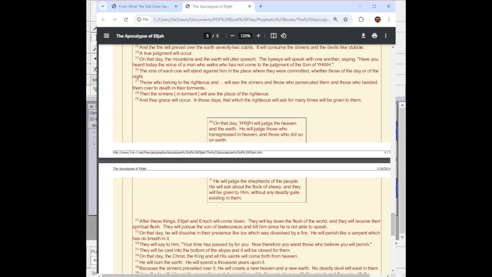On that day, the Great Spirit will judge the heaven and the earth. He will judge those that transgressed in heaven, so all the angels that transgressed in heaven, and those that did so on earth. Okay? He will judge the shepherds of the people. He will ask about the flock of the sheep, and they will be given to him without any deadly gall existing in them. Okay? That's all I'm going to read of that. All right.